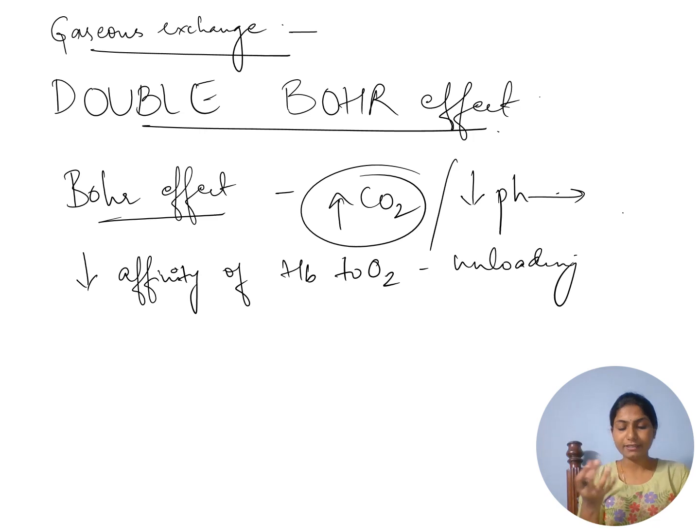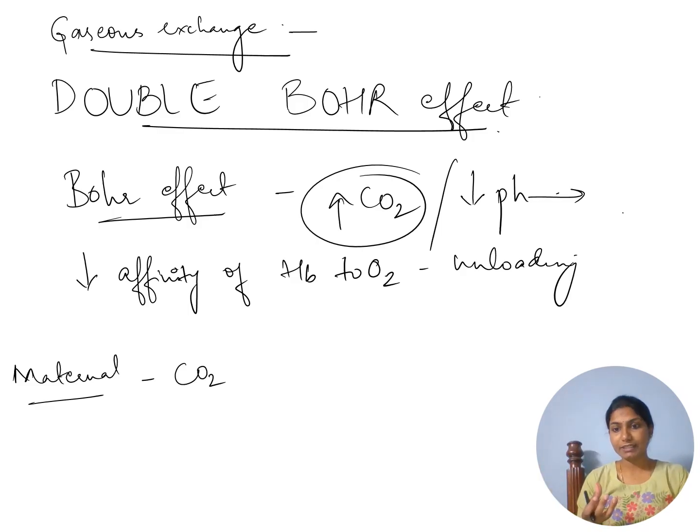Simply put, when there is an increase in carbon dioxide or a decrease in pH, that is, the hydrogen ions increase, the hemoglobin binds less tightly to oxygen and more oxygen is released into the tissues. This occurs on both sides. The Bohr effect occurs both on the maternal side and the fetal side. Firstly, on the maternal side, what happens? The carbon dioxide from the umbilical artery will diffuse into the maternal blood.